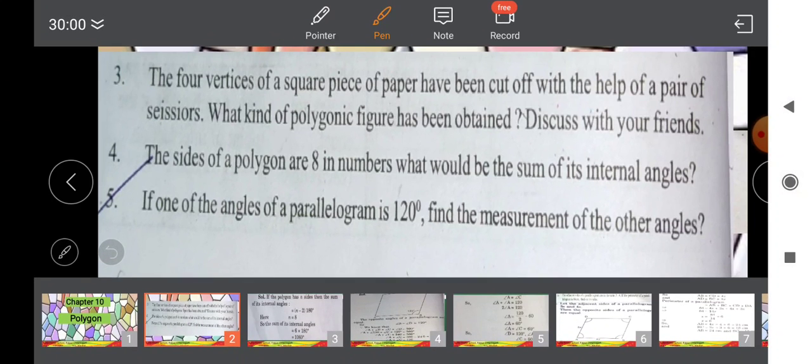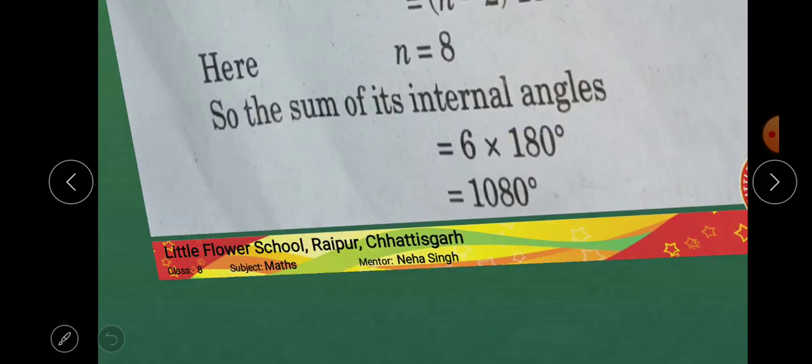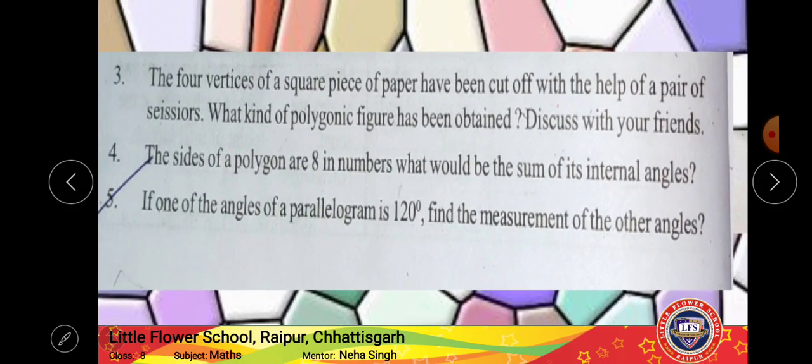Before starting this, some of the definitions I have sent through PDF. You are going to write all the definitions of polygons. After that, you will move on to the exercise. The exercise questions, fill in the blanks and true and false, I have sent through PDFs. We'll be starting with the solution part, coming to the fourth question. Third is an activity question.